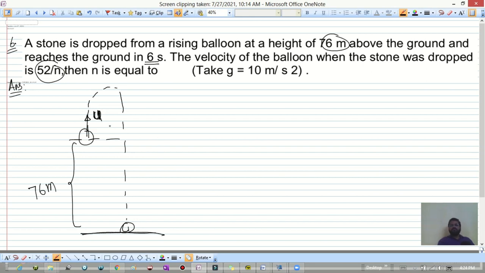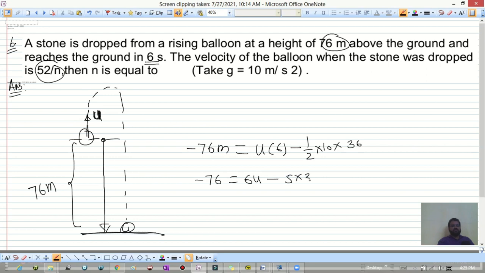Okay. So initial velocity u, displacement we have is minus 76 meters. Why? Because initial is this one, final is this one. Minus 76 meters is equal to u into t. So u we want, t is 6, minus 1 by 2 g, which is 10, into t squared, which is 36. So minus 76 is equal to 6u minus 5 into 36.